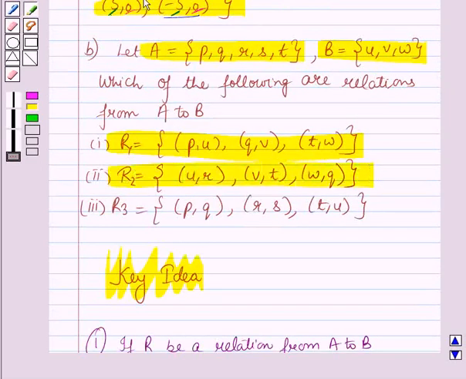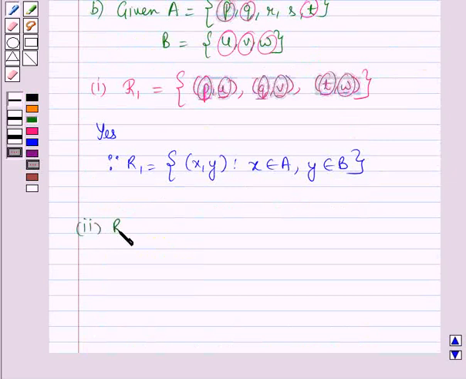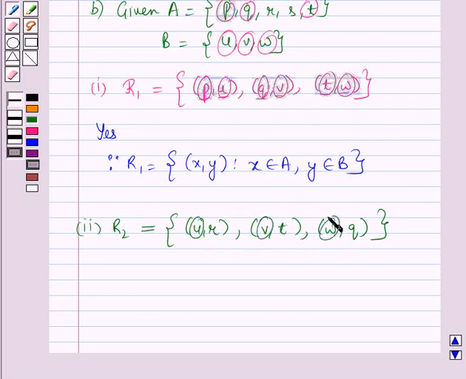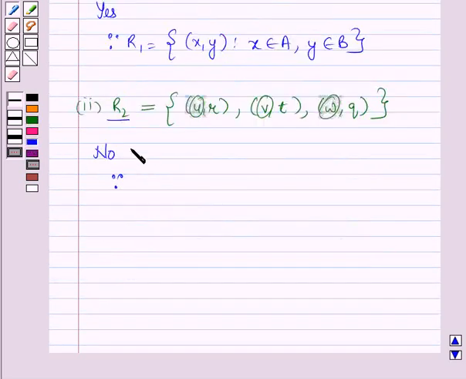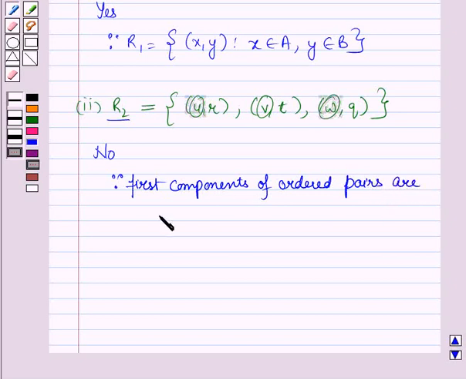Now let us start with the second part. Now in the second part, R2 is given as the set containing the ordered pairs (U, R), (V, T) and (W, Q). Now for this to be a relation from A to B, the first components of all the ordered pairs should be from the set A and the second components of all the ordered pairs should be from the set B. But here you can see that U, V and W are from the set B. So the answer for this is no, this is not a relation from A to B because the first components of all the ordered pairs are from the set B.